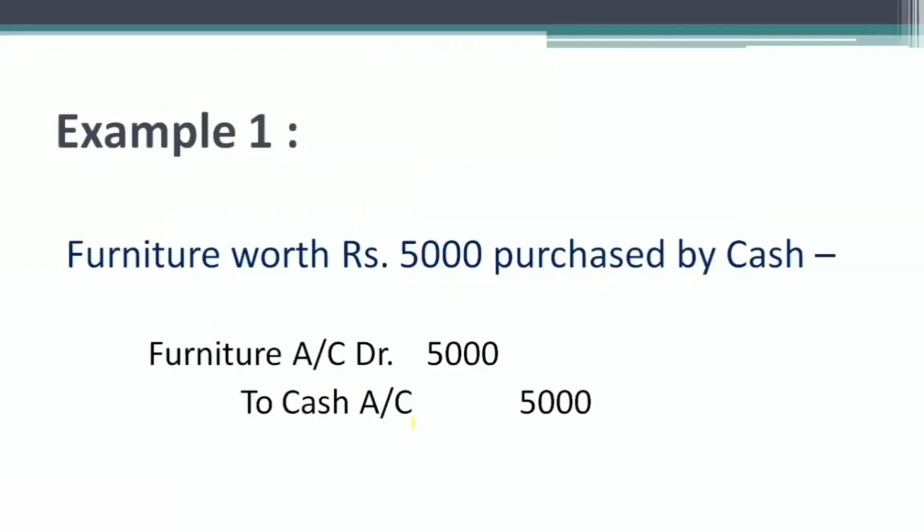Let's understand this with the help of an example. Furniture worth Rs 5,000 purchased by cash. In this case, furniture is moving into the business and cash is moving out of the business. So we debit the furniture account and credit the cash account with Rs 5,000.